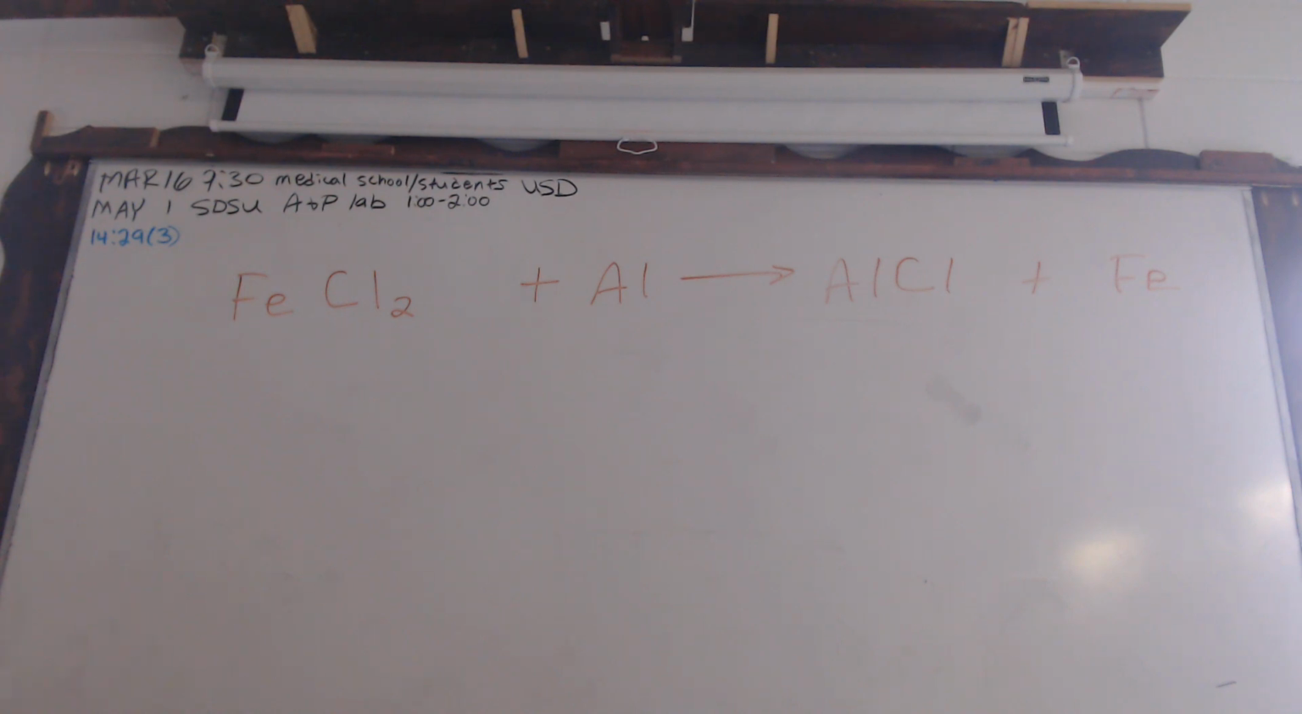Does anyone know what that might be? Do you add a chlorine? Do you add a 2 to the iron? Or no? Nope. We said the iron's neutral now. We need to put a 2 in front of the aluminum on both sides.